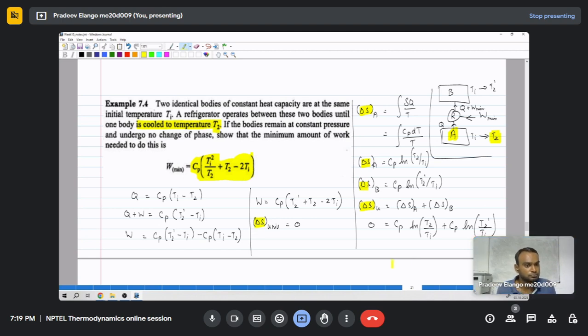Yes, but it's not mentioned in the question, sir. They have mentioned the minimum amount of work that is needed, right? So for doing minimum work, you would have gone through the second law of thermodynamics. Only when the entropy change is zero will you approach a Carnot engine or the reverse Carnot engine, where you will have minimum work for the refrigerator, or maximum work output from the heat engine.